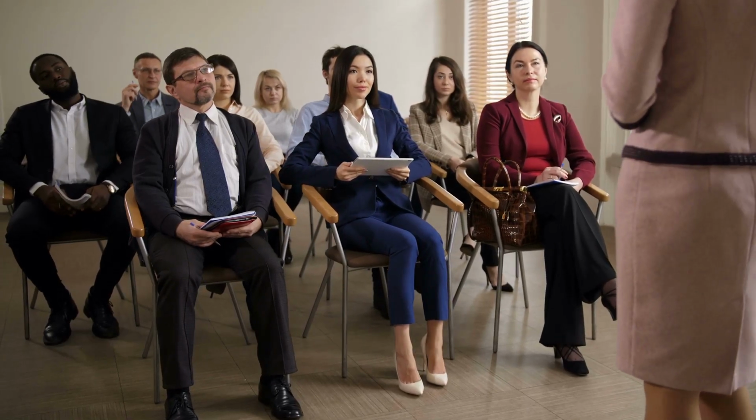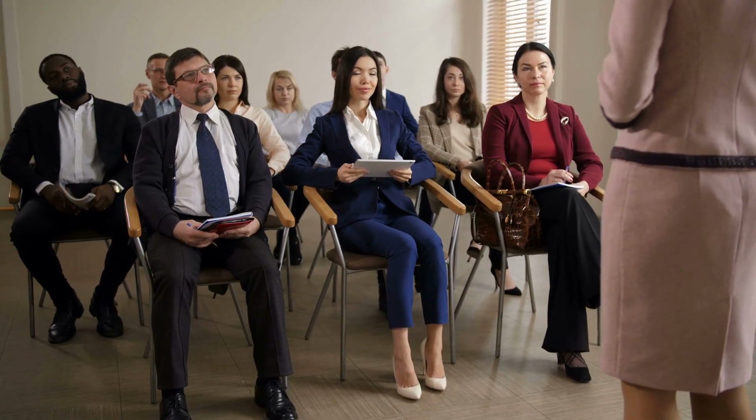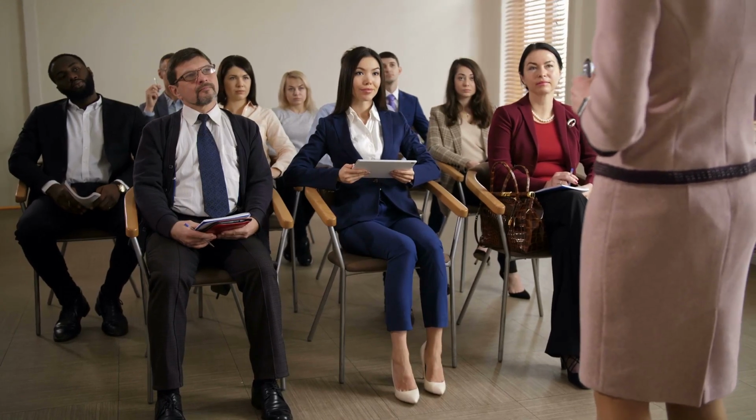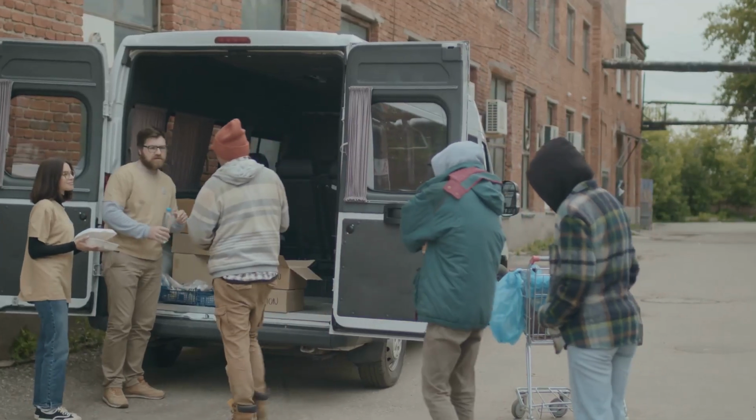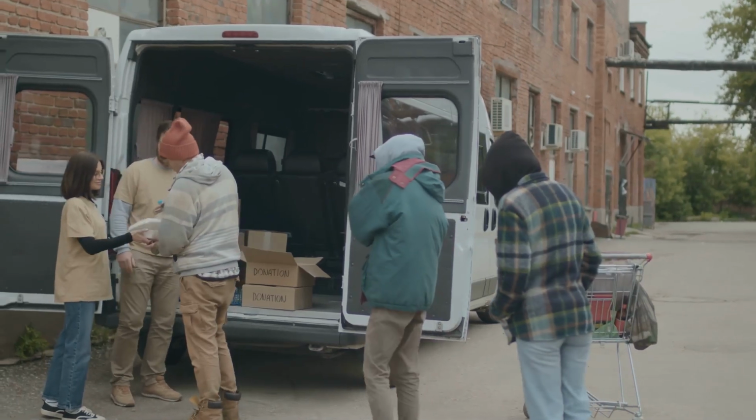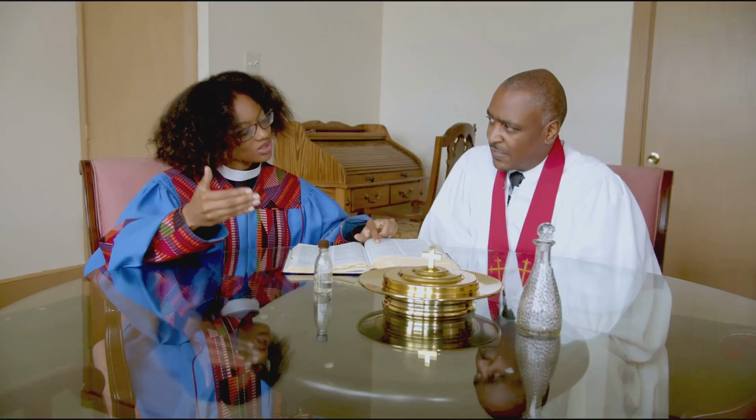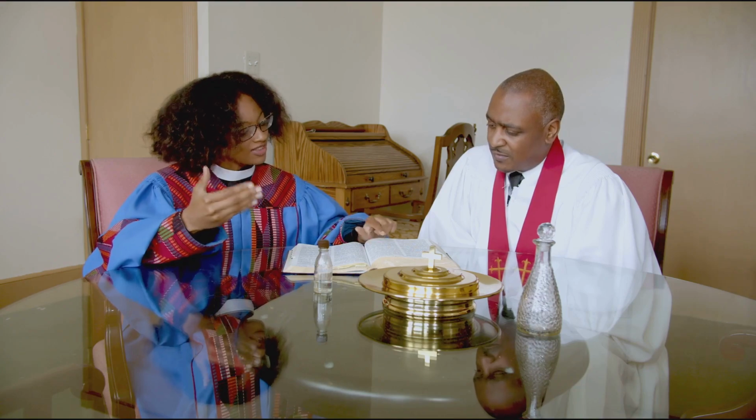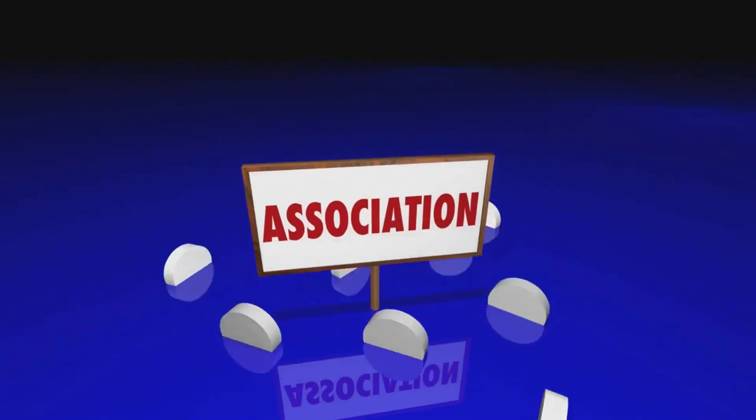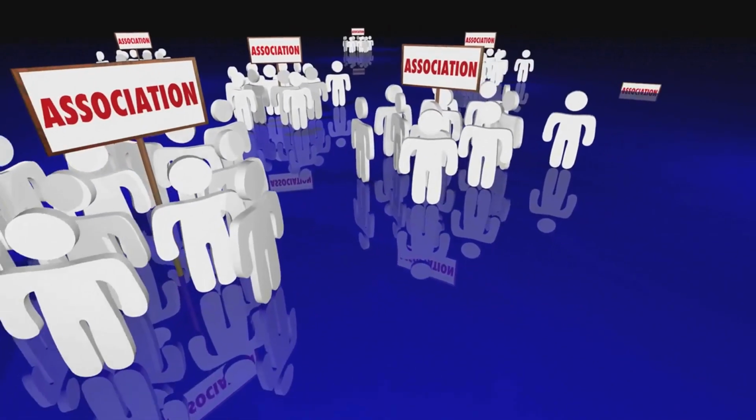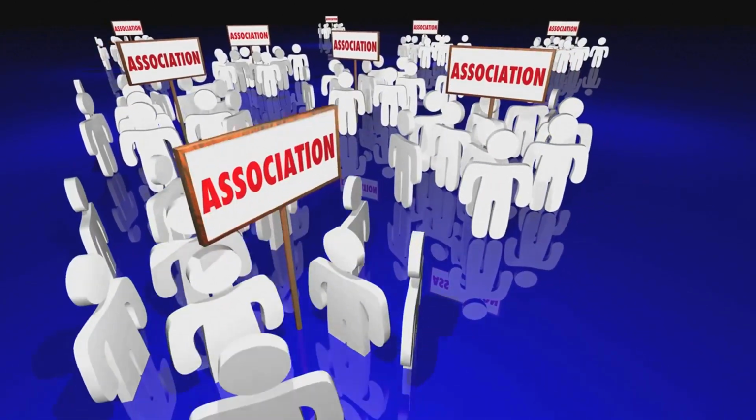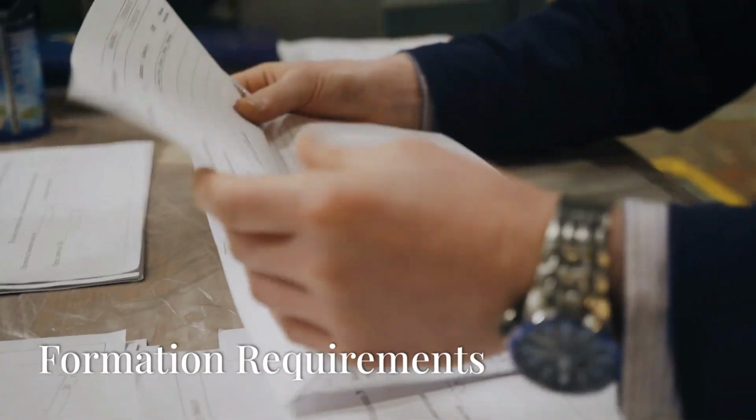Key types in California: public benefit corporations. The most common type, serving charitable, educational, religious, literary, or scientific purposes. Examples include academic institutions, charities, and social welfare organizations. Religious corporations, organized primarily for religious purposes. Mutual benefit corporations operate for the benefit of their members, such as homeowners associations, social clubs, or professional organizations.